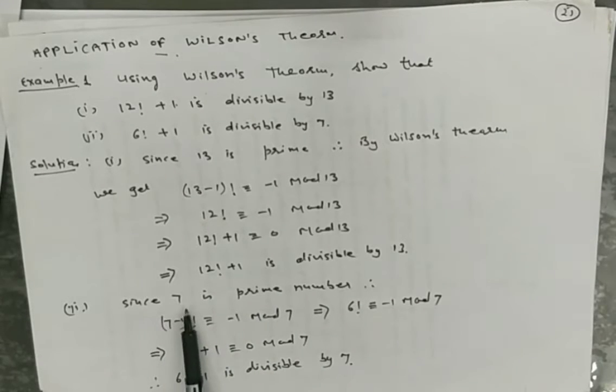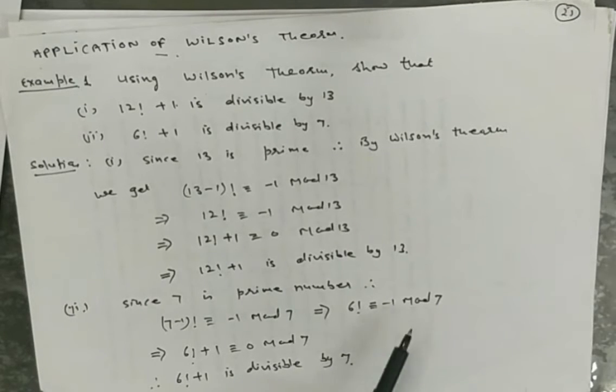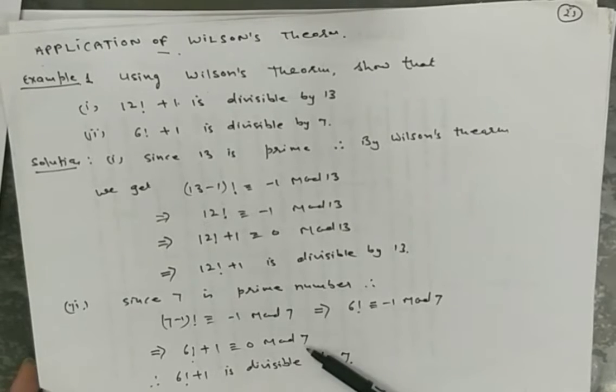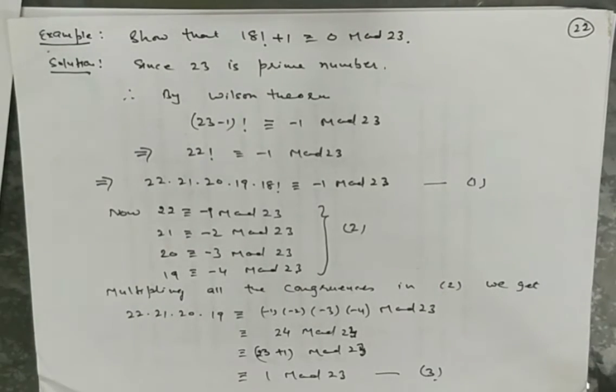Now similarly, since 7 is a prime number, 7 minus 1 factorial is congruent to minus 1 modulo 7, and that implies 6 factorial is congruent to minus 1 modulo 7, or 6 factorial plus 1 is congruent to 0 modulo 7. Therefore 6 factorial plus 1 is divisible by 7. Let's do another application of Wilson's theorem.